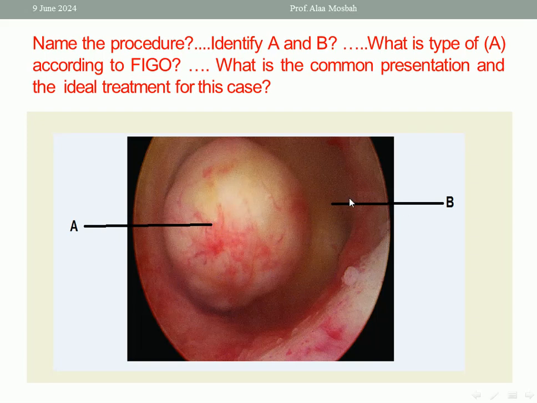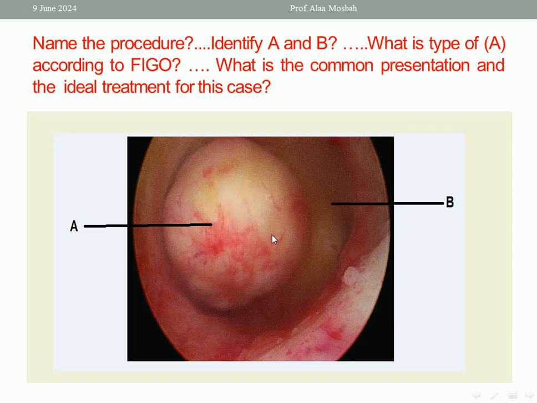Letter B denotes what? This is the uterine cavity, the endometrium. The normal endometrium or uterine cavity. So the pathology in A is leiomyoma, and B is the uterine cavity and the endometrium, with no other pathology. And the pathology here is type 0 leiomyoma.